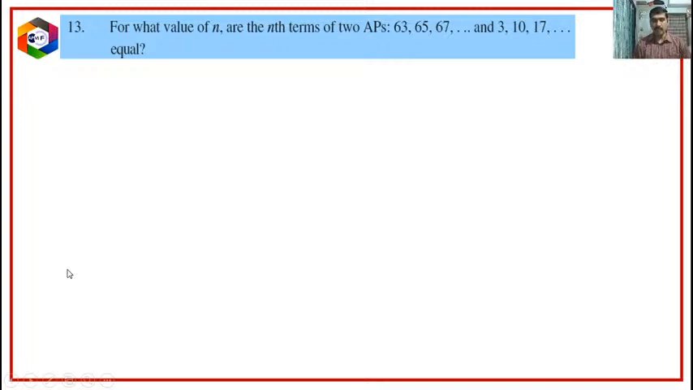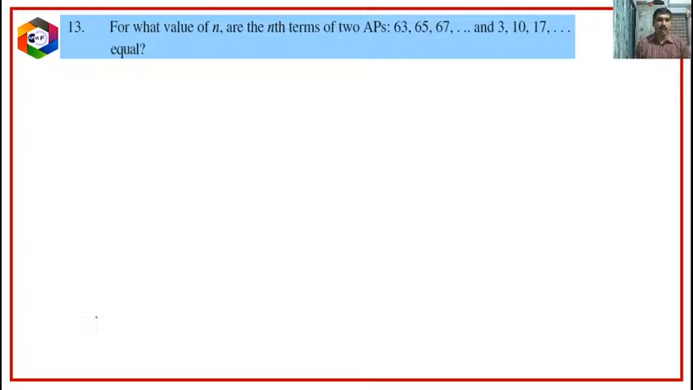Here is the first question. Yesterday we have completed up to the 12th question. Now the 13th question, children. Let us read the question first. For what value of n are the nth terms of two APs 63, 65, 67 and so on, and 3, 10, 17 and so on equal?